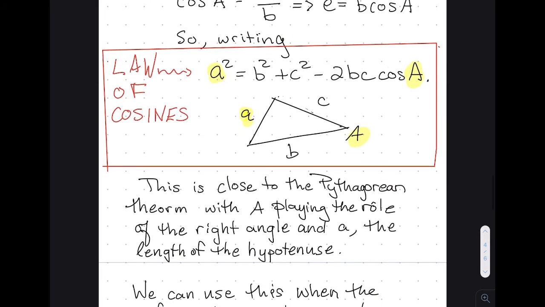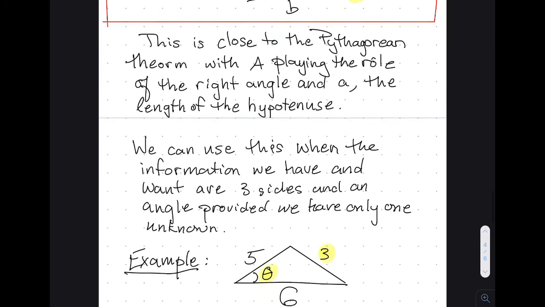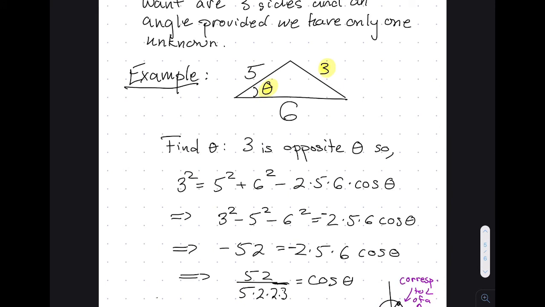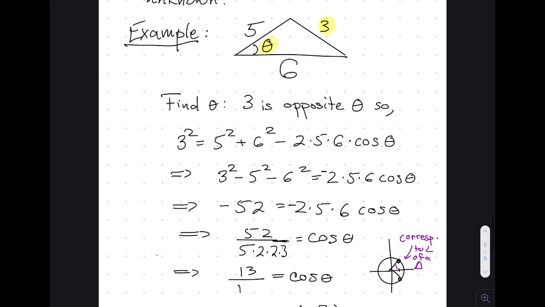I'm just going to give one example where we're solving actually for A. So suppose we have this. We have three sides and an angle. That's exactly the ingredients we need to use the law of cosines. So what we do is we identify which of the sides is opposite the angle of interest. In this case, it's the 3. That belongs then on the side by itself. Then we write down the Pythagorean theorem, except that we correct it by subtracting twice 5 times 6 times cosine of that angle theta.